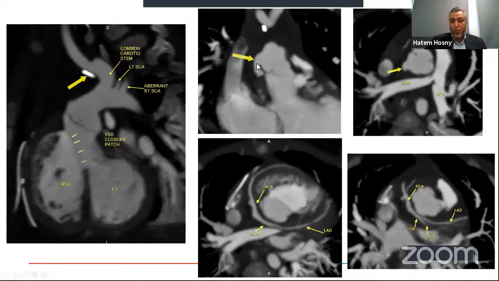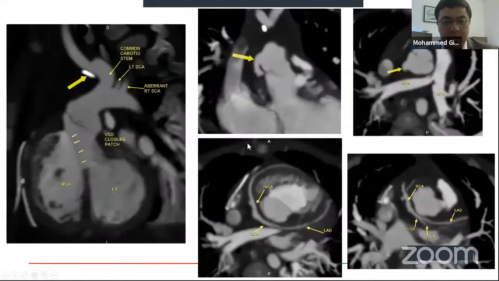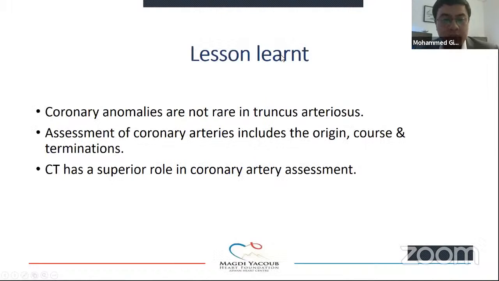These are post-operative images that show the re-implanted coronary, where Gipreel can show it beautifully here. Yes. As Dr. Hatem mentioned, no ostial stenosis of the re-implanted coronary artery, as you see here, no ostial stenosis, and the patient is going well. Okay. Lesson learned here from this case.